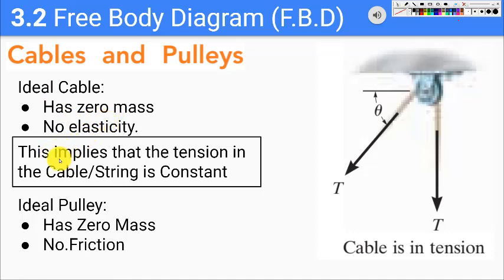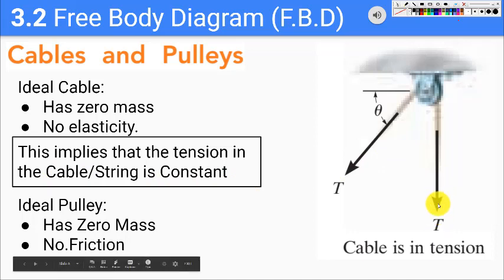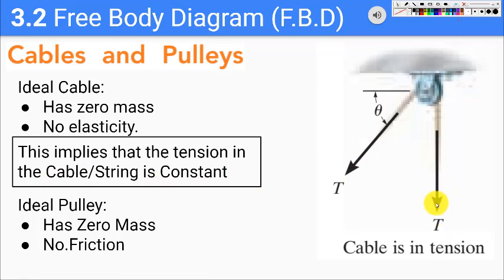What does that mean? That implies that the tension in the cable and the string is constant, which means that if we are pulling the string with a tension T on this end, the same tension would be transmitted to every portion of the string.